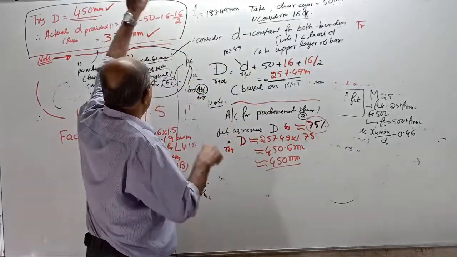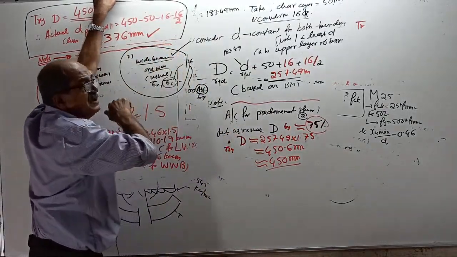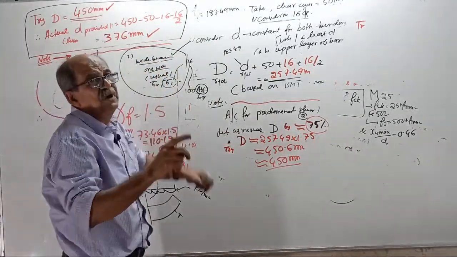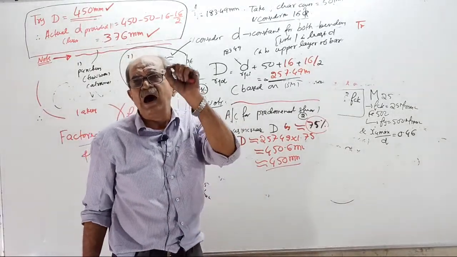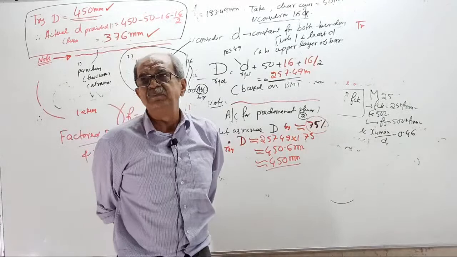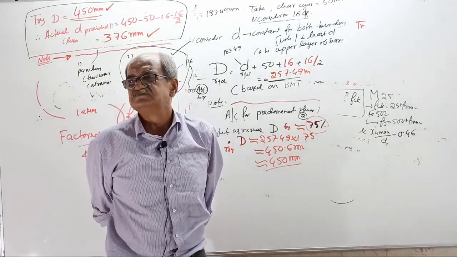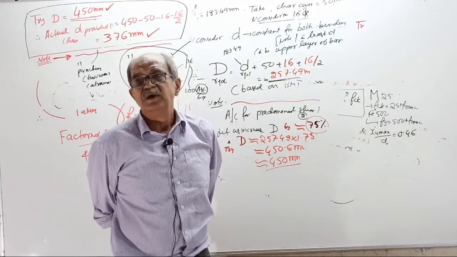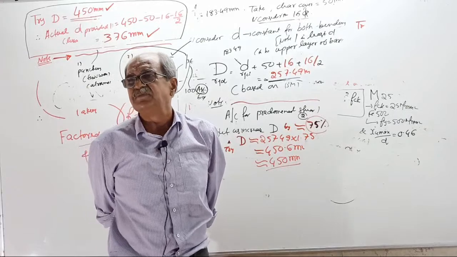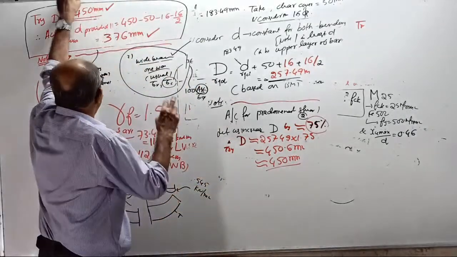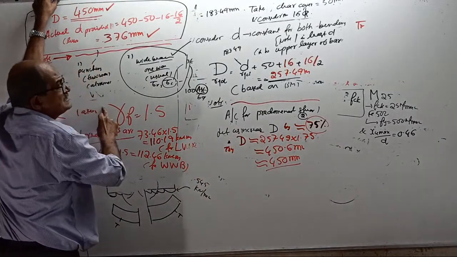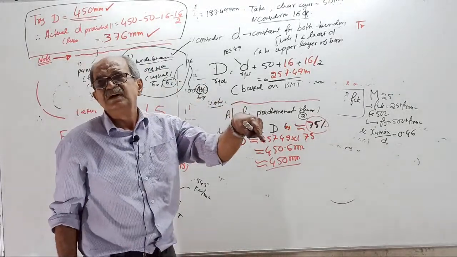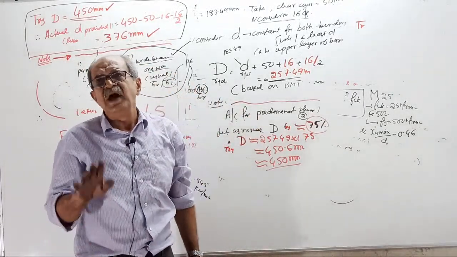It will tell some secret adjustments where you can make me safe. But remember, that adjustment is possible only if it is marginally unsafe, not if it is severely unsafe. If the punching shear check passes, usually this also will pass. Or if it fails, the margin will be very small, and some adjustments are there.